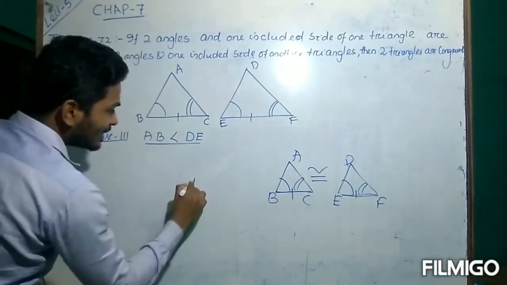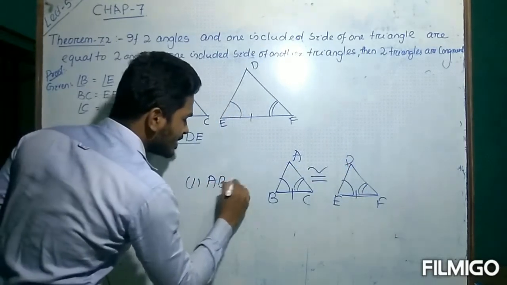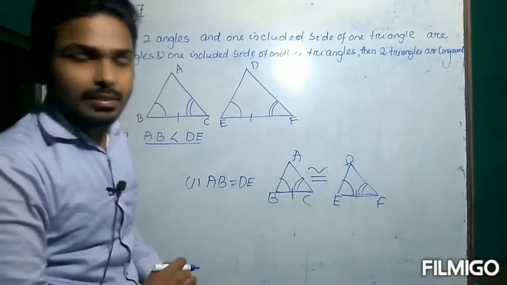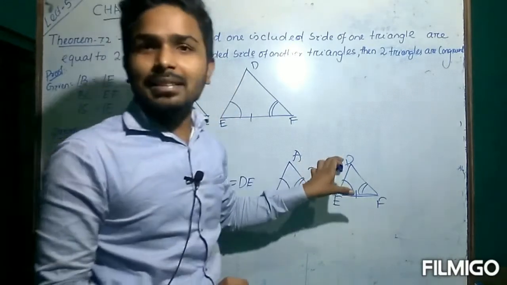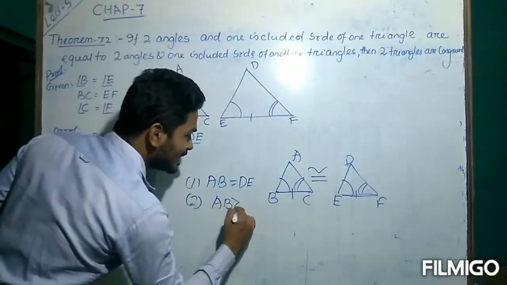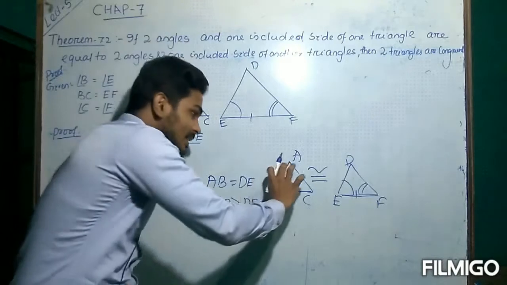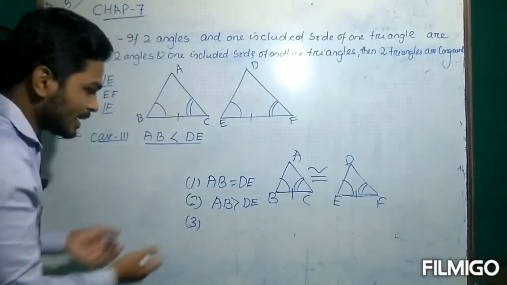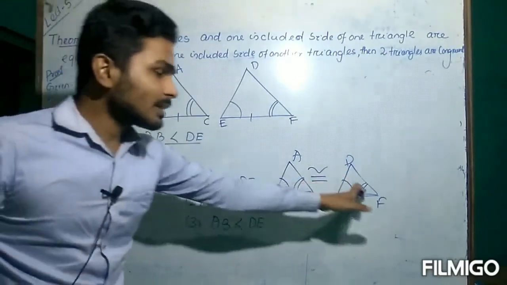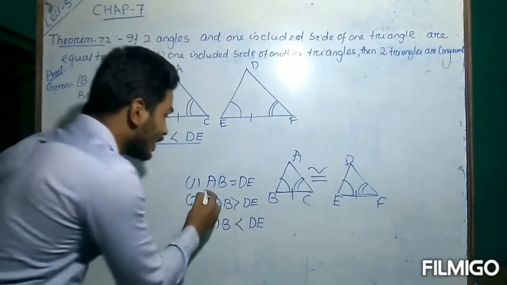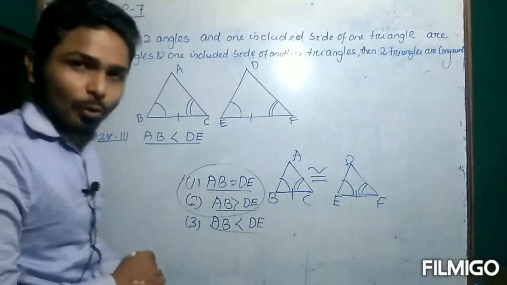The first condition is that maybe this side is equal to this side, AB is equal to DE. The second condition is that either this side's length AB is greater than DE, or another case is that AB is less than DE. There may be a chance. So we have to prove that these two triangles will be congruent under such conditions, and we have proved the first two conditions in lecture number 4.